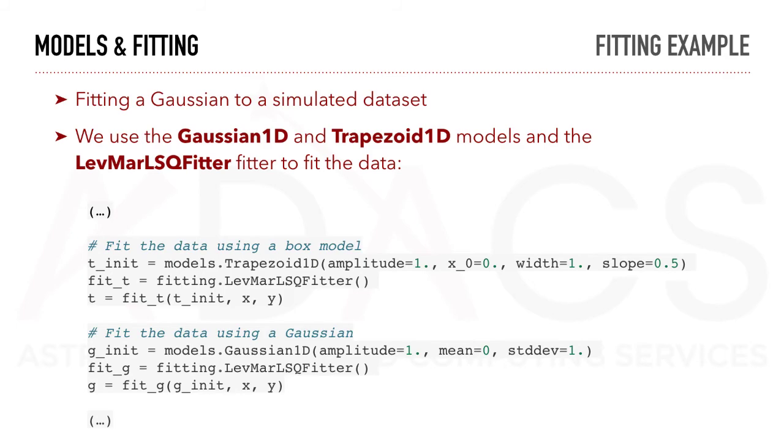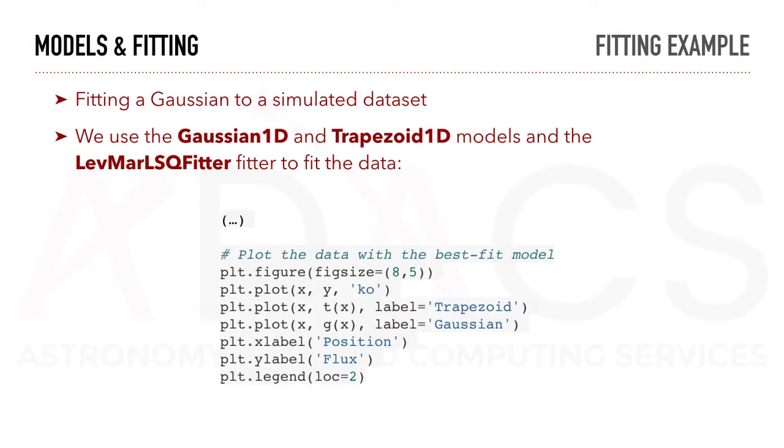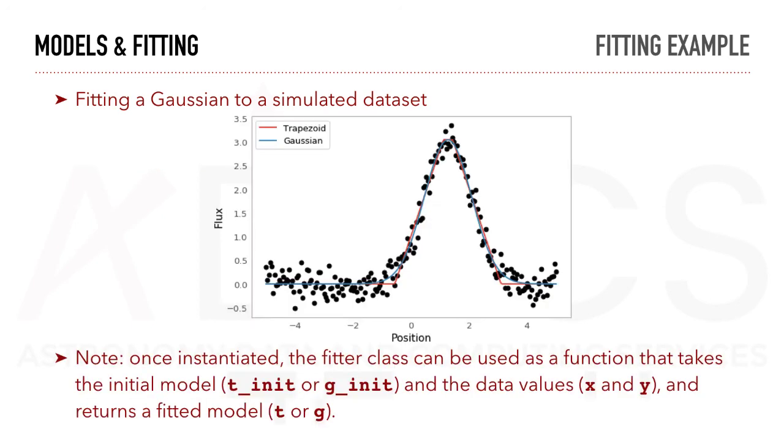We repeat the process for the Gaussian model as well, noting that this model requires a different set of parameters. Once this is done, we can plot both the original data and the resulting models. And here it is. With just a few lines of code, we managed to fit our data with two different models.